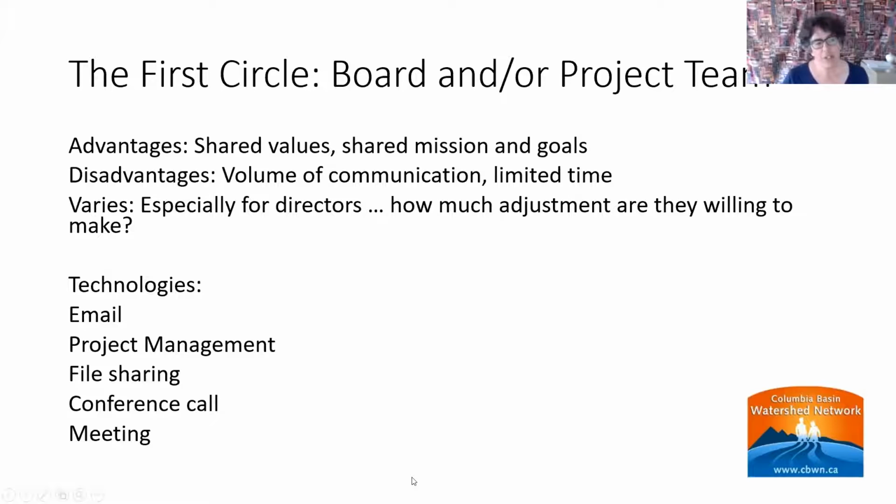So some of the disadvantages or challenges with the first circle are the volume of communication, the number of things that you need people to go through and understand, and then the issue of how much adjustment they are willing to make. The technologies in the first circle that many people are using or trying to use include email, which is a real bugbear for me, because it can be so easily overwhelming to have 4 different email addresses and hundreds of emails coming in a day.